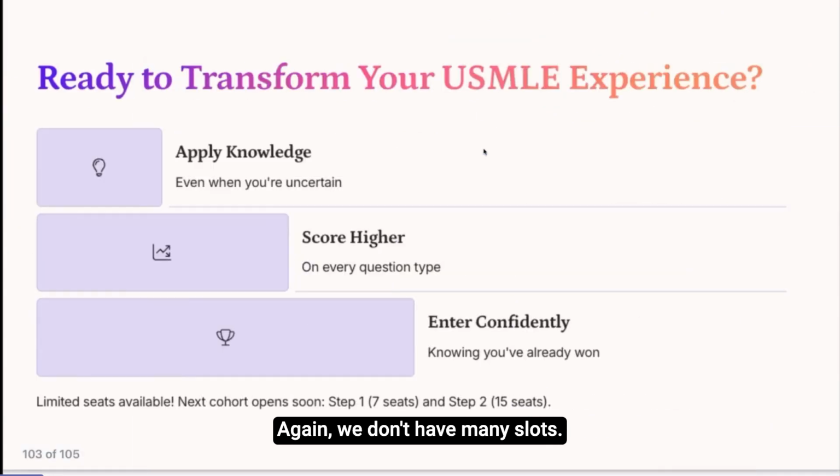Again, we don't have many slots. We have already filled most of that cohort. I just have a few seats, so if you want to join, let us know. Our next cohort, we have 7 seats left for Step 1. For Step 2, we have about 15 seats still left. What we want to do is transform your experience. We want to make USMLE fun in the end. We don't want it to be a source of suffering. We want to teach you how to be so confident that you're not afraid of that exam.